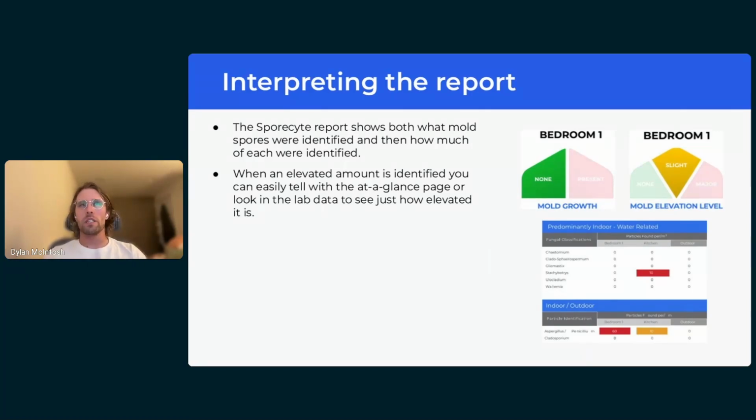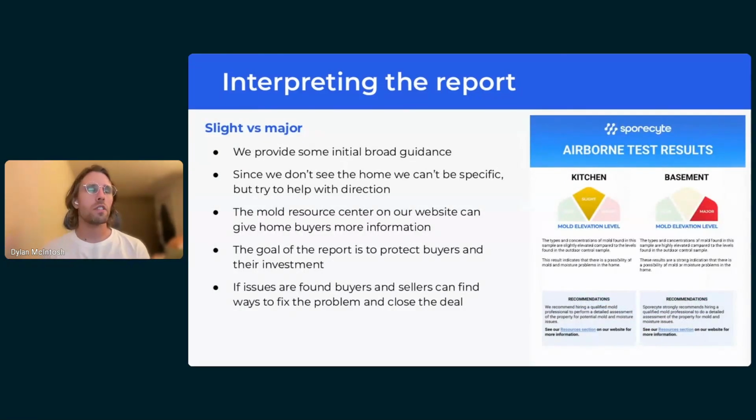So our reports are pretty easy to read, but interpreting the report to your client is key. It'll show you both what specific mold spores were identified and how many of those spores were identified in the actual table of the report. When we find an elevated or potentially elevated level, there's a summary graph on the at-a-glance page, which is at the very front of the report, and you get this green, yellow, or red indication telling you how elevated it is. So slight versus major, this is really the one we get the most questions about.